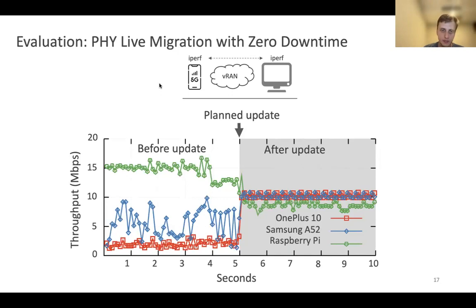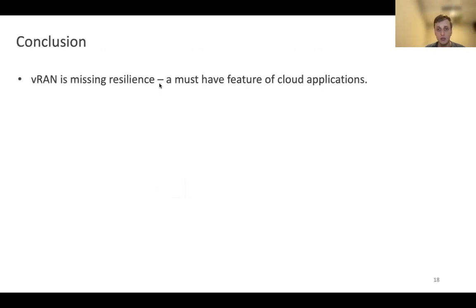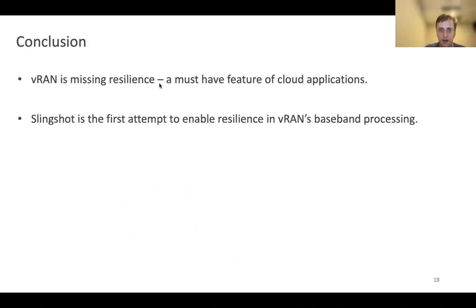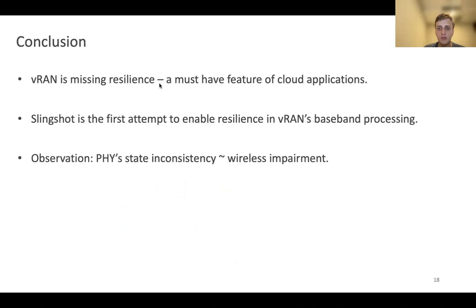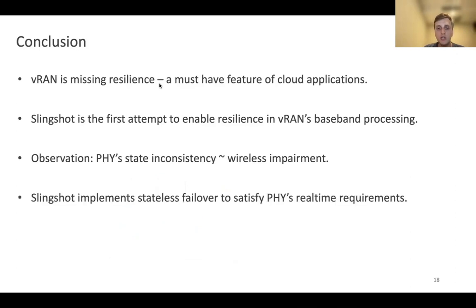Okay, to conclude, I would like to say again that today's VRAN means resilience, an important feature of every cloud application. Our work is taking the first step in bringing resilience features such as fault tolerance and zero downtime maintenance into VRAN's baseband processing. Slingshot is based on our observation that inconsistencies in the Phi state are similar to regular wireless impairments, which VRAN can handle. This reduces complex state migration to fast but careful rerouting of protocol messages.